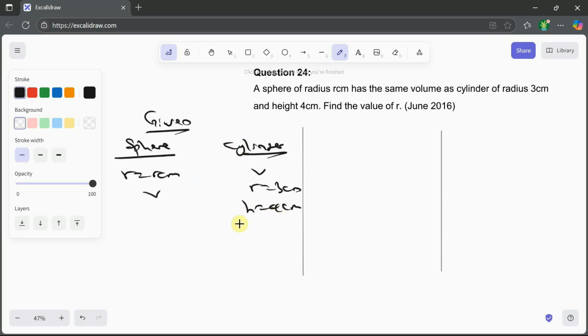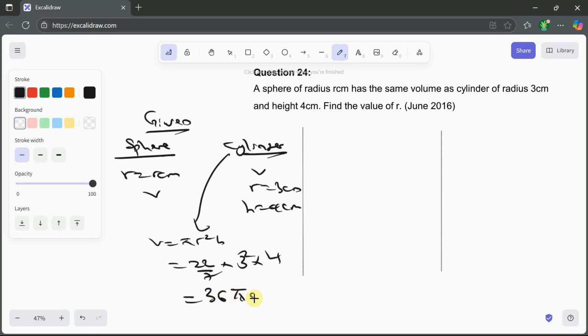Great. So for the cylinder, we know that the volume is pi r squared h, right? So that will be 22 over 7 times the r is 3, so that's 3 squared, times the h is 4. Permit me to just leave it as pi, because the sphere also has pi, so that will not make things hard. So that will be 9 times 4. That will give you 36 pi centimeter cube. That's for the volume of the cylinder.